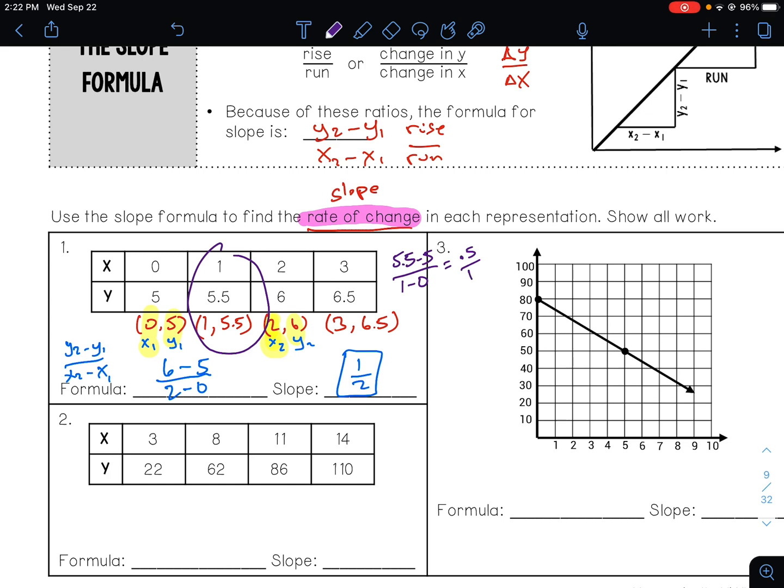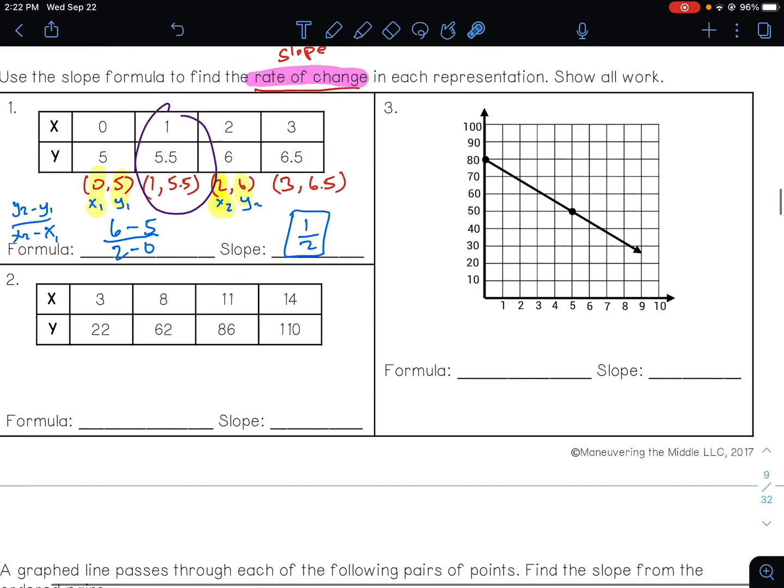What's 0.5 over 1? Well, 0.5 is like 1/2, right? Anything divided by 1 is itself, so 1/2 divided by 1 is 1/2. So you still get 1 over 2. So it doesn't really matter. But like I said, I avoided these points because I wanted to avoid decimals.